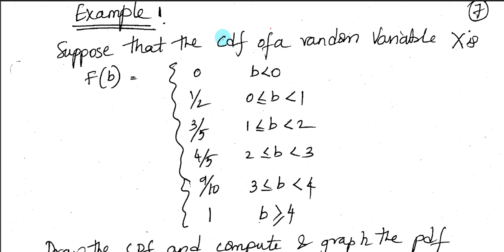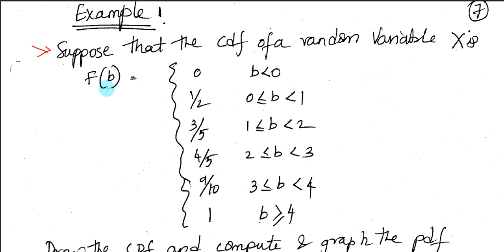Let's begin the discussion in this module with an example from discrete random variables. So let's take a look at this specific example where we will graph a cumulative distribution function and also compute the probability mass function values. Suppose that the CDF of a random variable x is defined as follows.